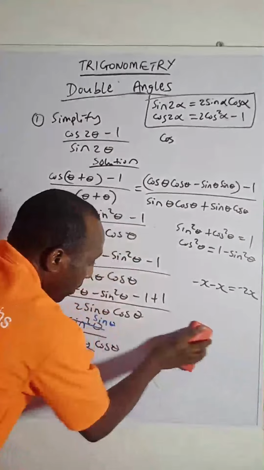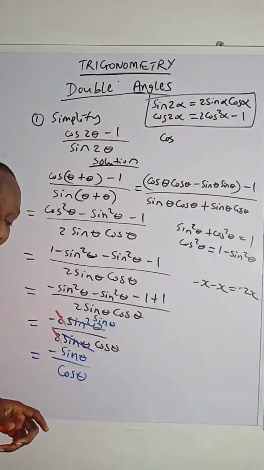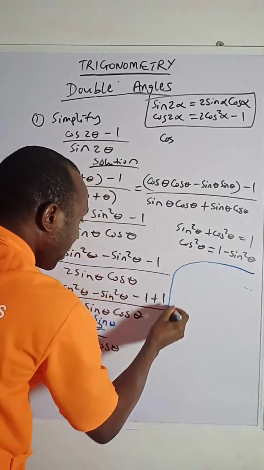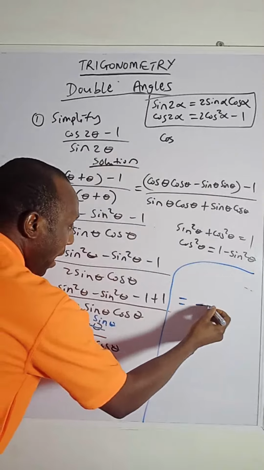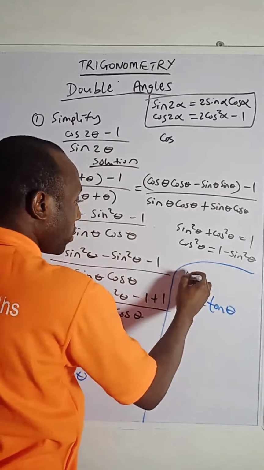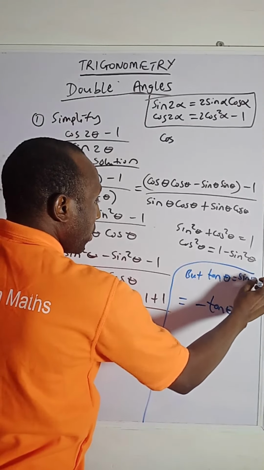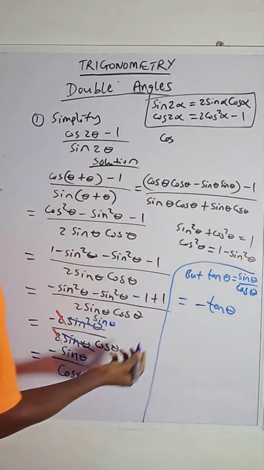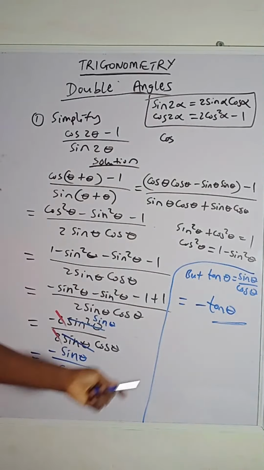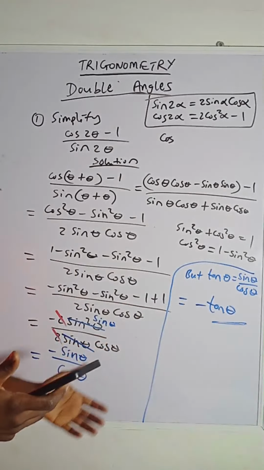Hope that makes sense. So since I have this, and we know that tan theta is equal to sine theta over cos theta, we'll just end it here by saying that the answer is minus tan theta. So our answer is just negative tan theta. If this is clear, please let's type 1.